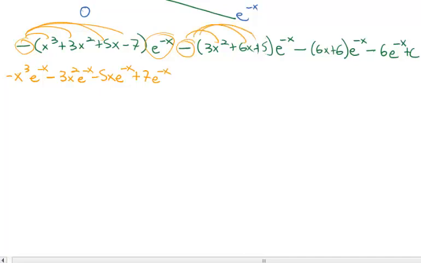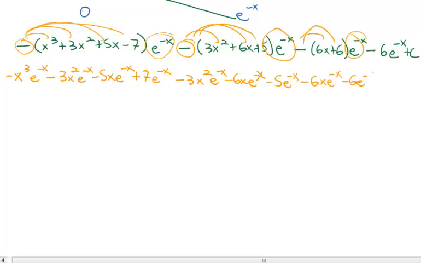Distributing the negative through and the e to the negative x through, we have minus 3x squared e to the negative x minus 6x e to the negative x minus 5 e to the negative x. Distributing the negative through and the e to the negative x, we get minus 6x e to the negative x minus 6 e to the negative x. And finally minus 6 e to the negative x plus a constant.